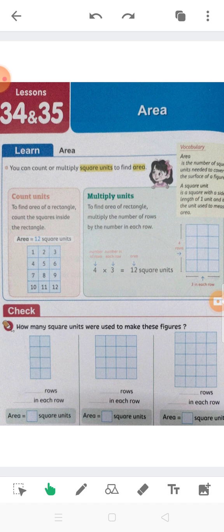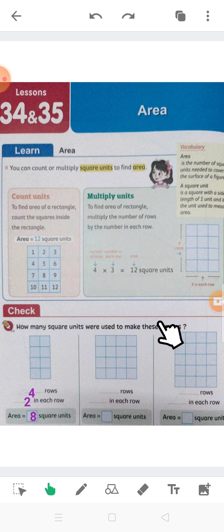Let's see the first example. How many square units were used to make these figures? Let's see the first one. How many rows? Let's count. It's 4. How many in each row? I've got 1, 2. So it's 2. Okay, I'm gonna use the multiply method. So 4 times 2 equals 8.